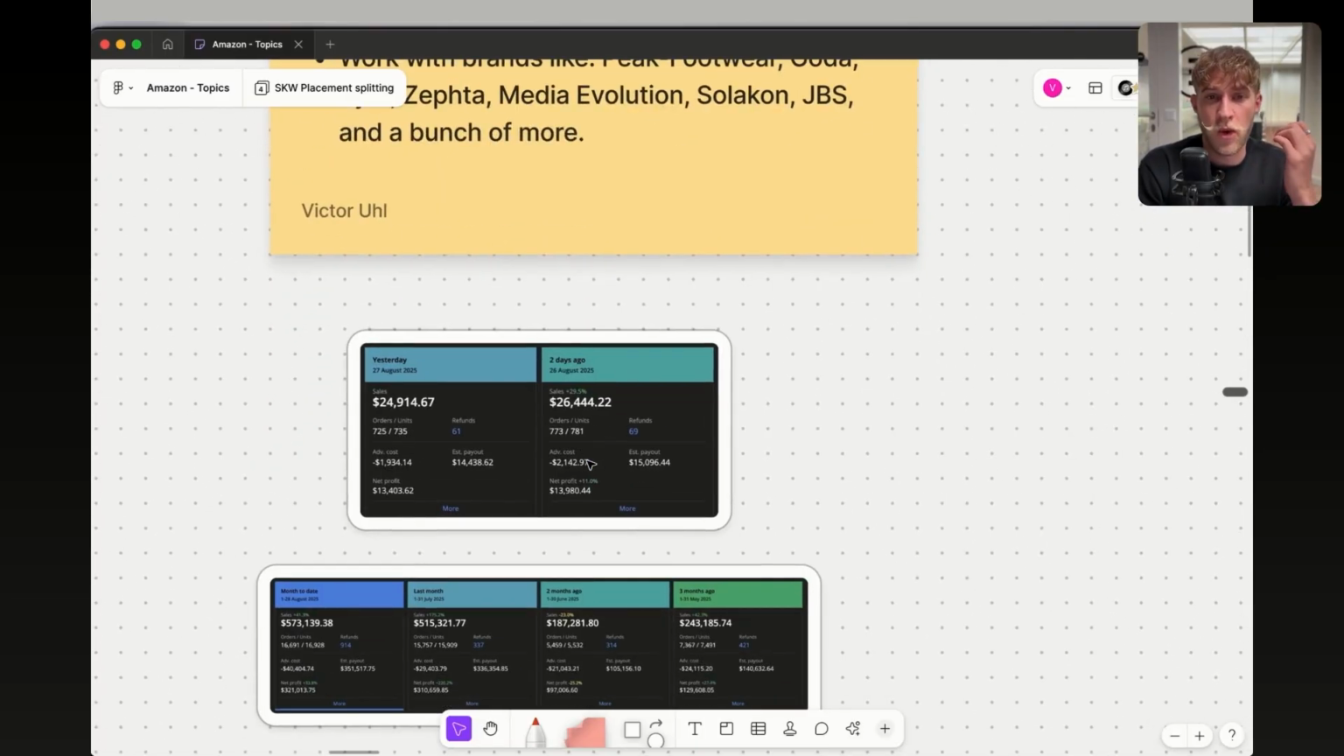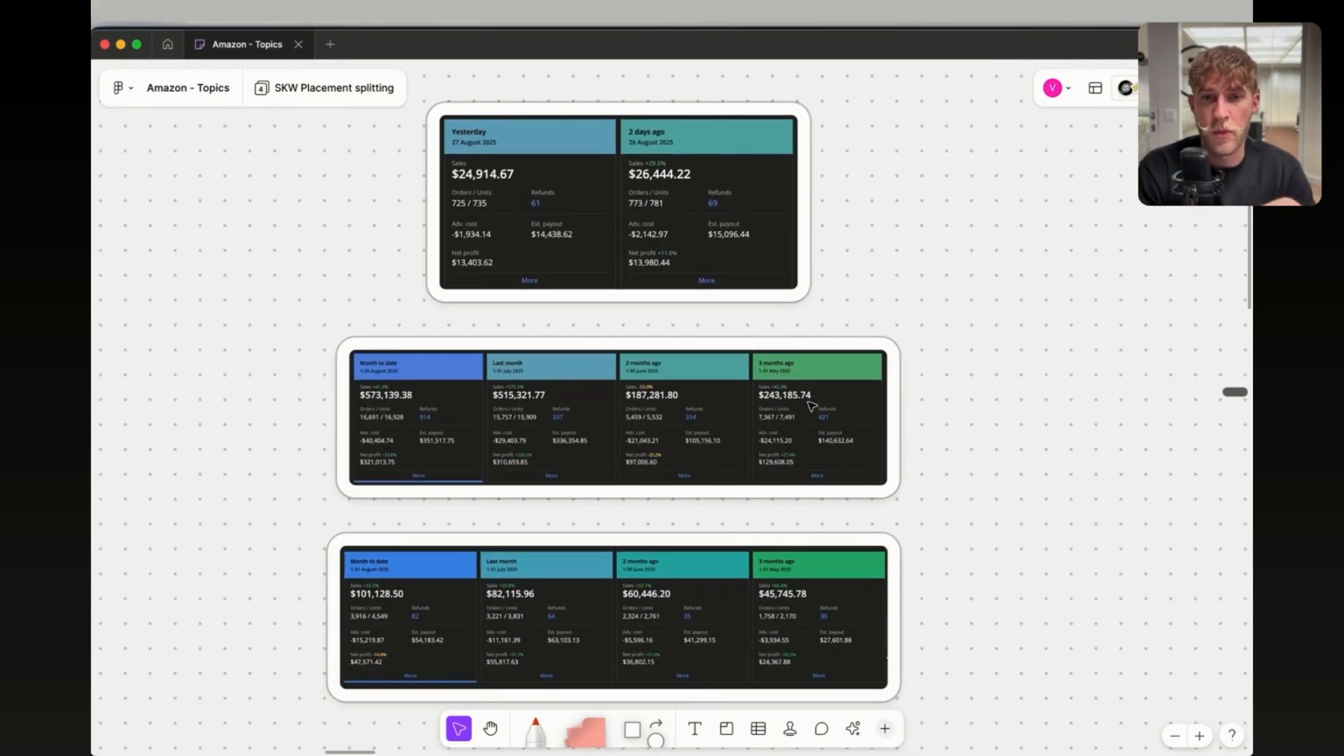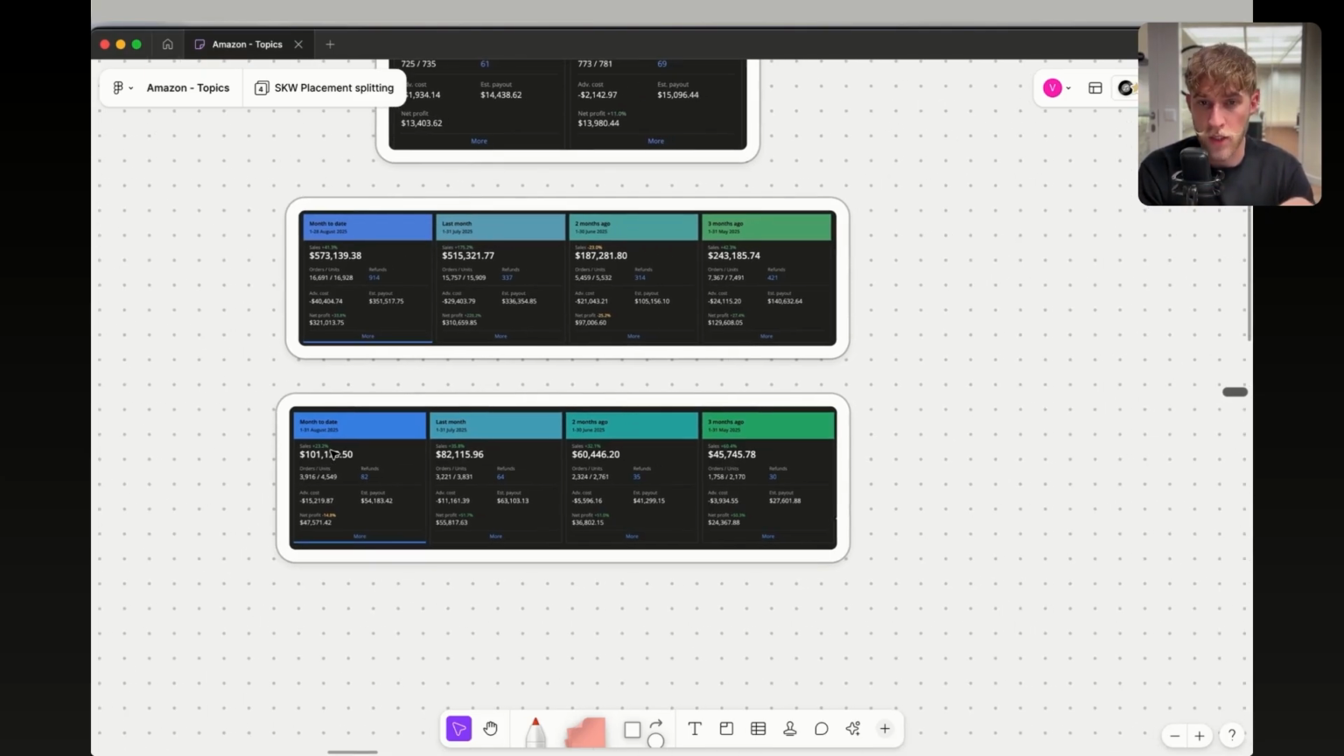To prove that I know what I'm talking about, here we have 25k days. Here we scaled a brand from like 240, where we were out of stock, to almost 600k a month. And here we scaled another brand from 45 to 101,000, which is running roughly about 150,000 a month now with one single product.